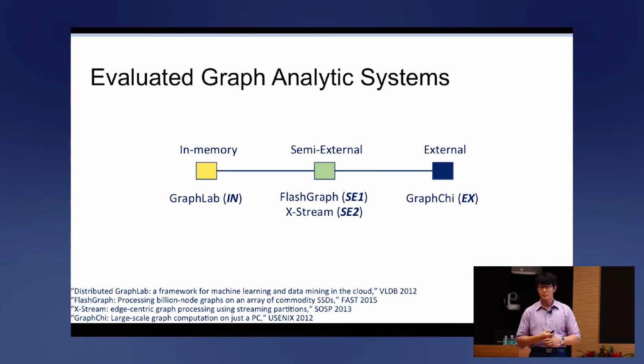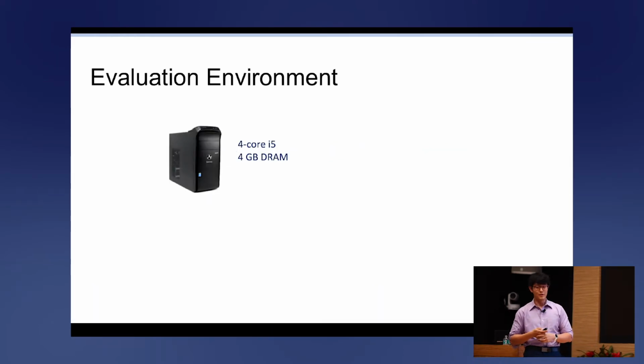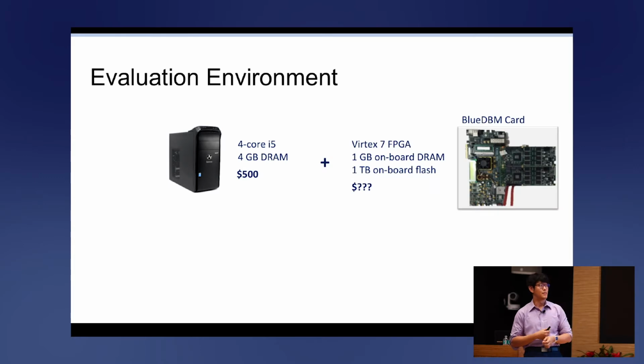The two systems that we've built to compare against are called GraphSoft and GraFBoost. GraphSoft stands for the completely software implementation of the platform, including the sort-reduce algorithm. GraFBoost is the one that uses the near storage FPGA accelerator to implement this algorithm. So the evaluation platform that we used is a measly desktop-powered machine. It's a 4-core i5 machine with 4 gigabytes of DRAM. It cost $500 for us to buy it off Amazon. It was augmented with a BlueDBM card. It has a Virtex 7 FPGA, 1 gigabyte onboard DRAM, and 1 terabyte onboard flash.